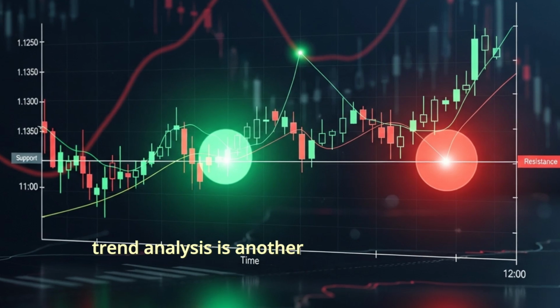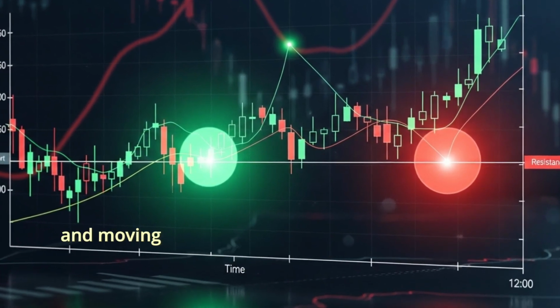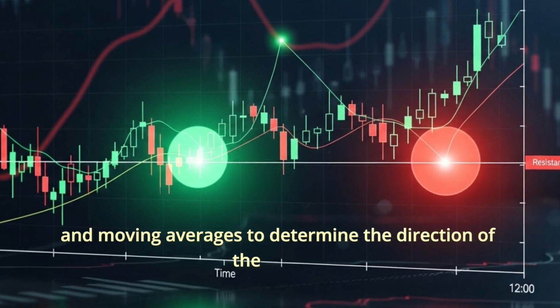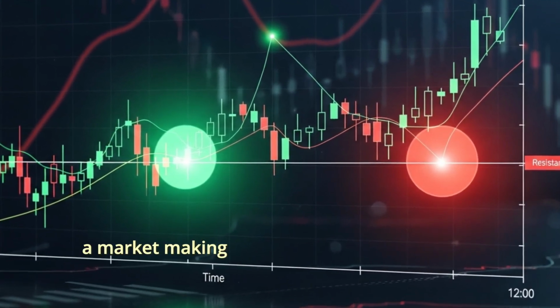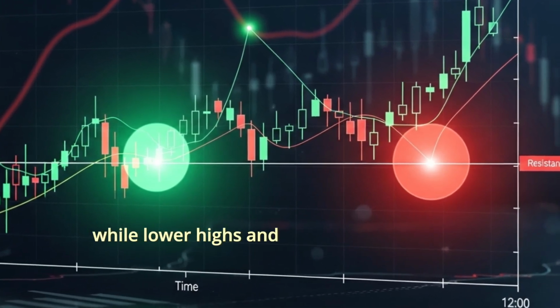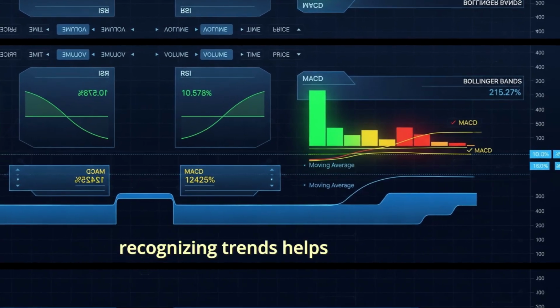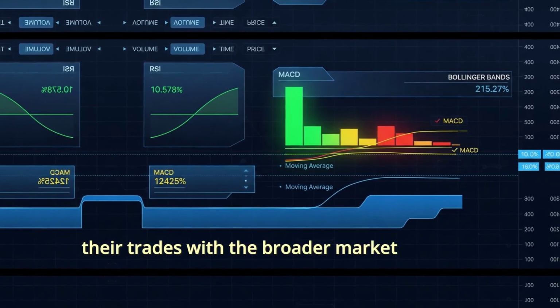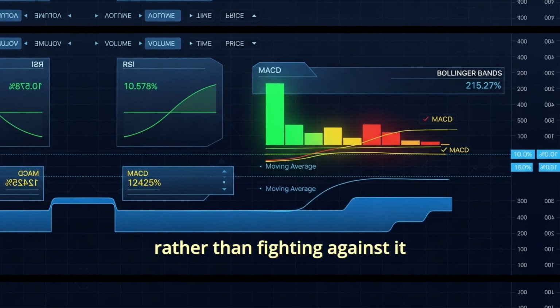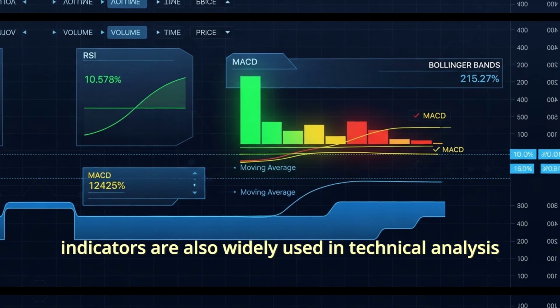Trend analysis is another critical component. Traders use tools like trend lines and moving averages to determine the direction of the market. A market making higher highs and higher lows is considered to be in an uptrend, while lower highs and lower lows indicate a downtrend. Recognizing trends helps traders align their trades with the broader market direction rather than fighting against it.